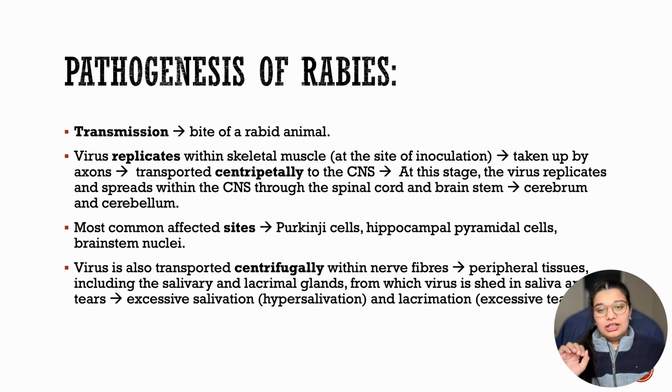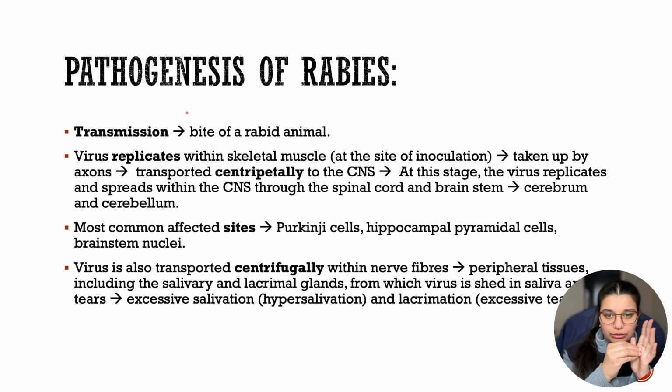A little bit on the rabies pathogenesis. So, how is it transmitted? We all know rabies is transmitted by the bite of a rabid animal. So first of all, there's a person, and an animal, specifically a rodent, is infected by rabies. It comes and bites the person. So, how is it transmitted? By the bite of a rabid animal.